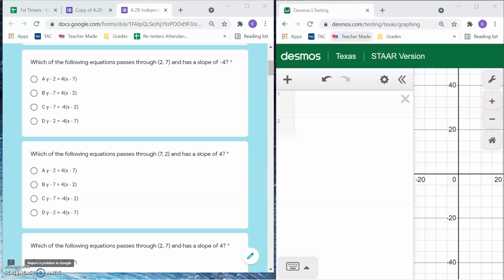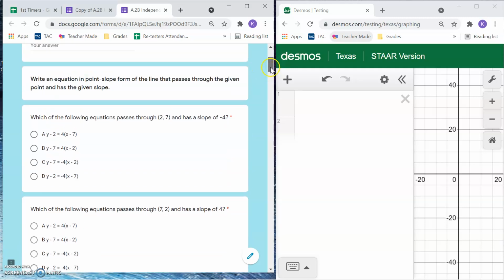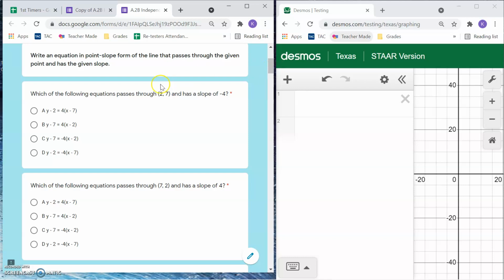On this independent practice, your goal is to try to get an 80 or better. So on this one, it says which one passes through this point and has this kind of slope. So remember, on this one is the y minus. You just move the -2 to the other side, it's going to be a +2. And try each one to see which one is passing through this point and which one has the slope.